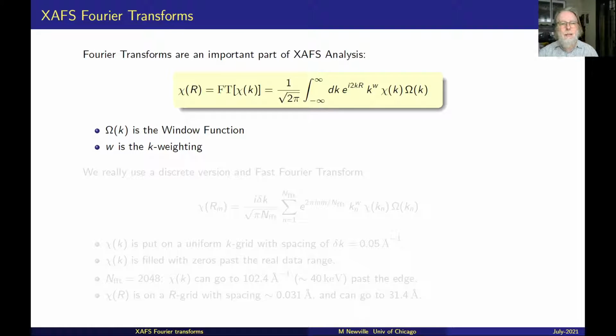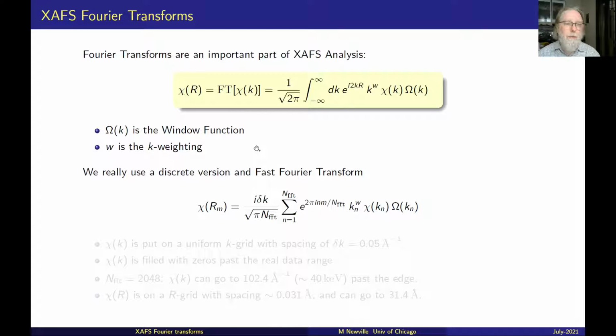So to do that analysis, we did Fourier transforms, and you may want to revisit this after watching this portion of the video, just to make sure that you understand Fourier transforms well. Fourier transforms are vital in understanding XAFS analysis. We take our data, chi of k, and we multiply it by a window function, and we also k-weight it, and then we do this transform, which is the Fourier transform, to get chi of R, our Fourier transform of the XAFS. We really use a discrete Fourier transform, of course, because we're using data that's been digitized.